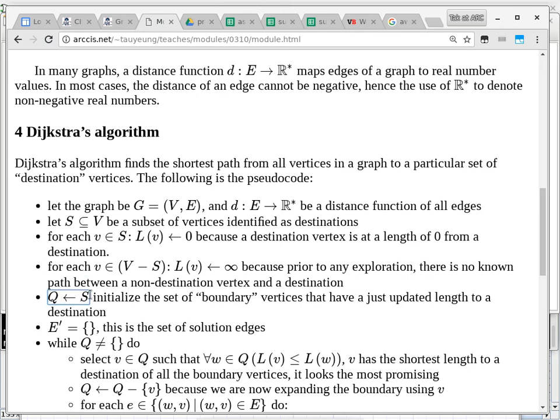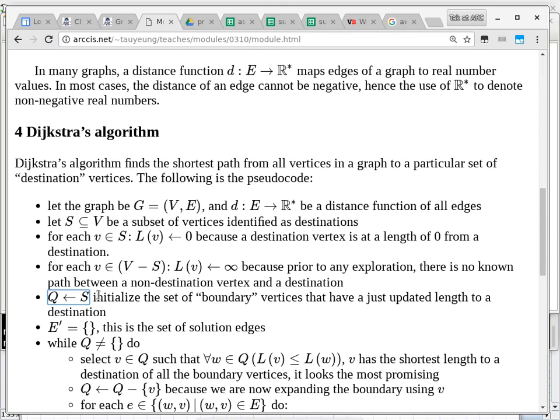So now the next thing is I'm initializing another set called Q. Q is a set of quote-unquote boundary vertices. These are the vertices that are of interest to me, because somehow they are connected to a destination. They're known to connect to a destination. Is that okay? Other than that, I can't really describe Q more than that at this point.